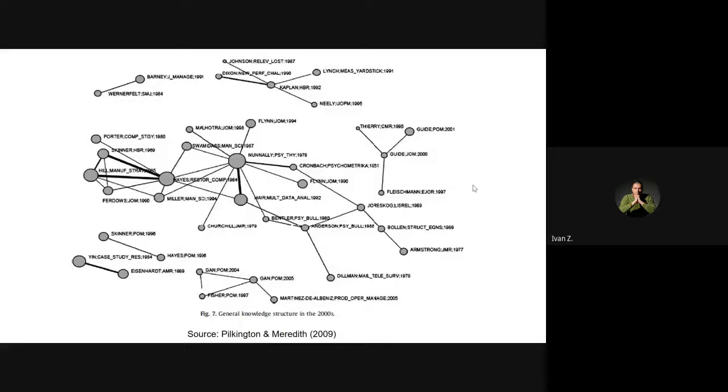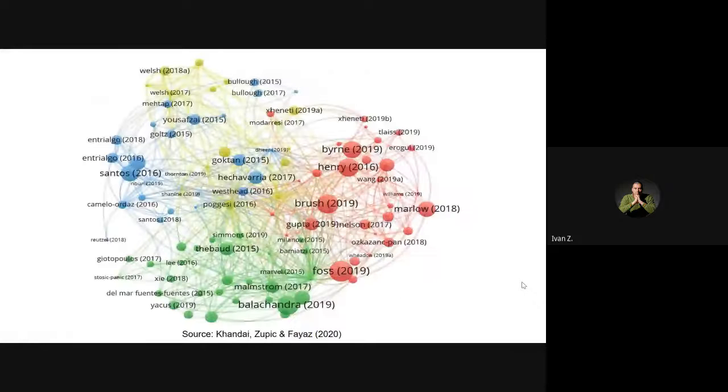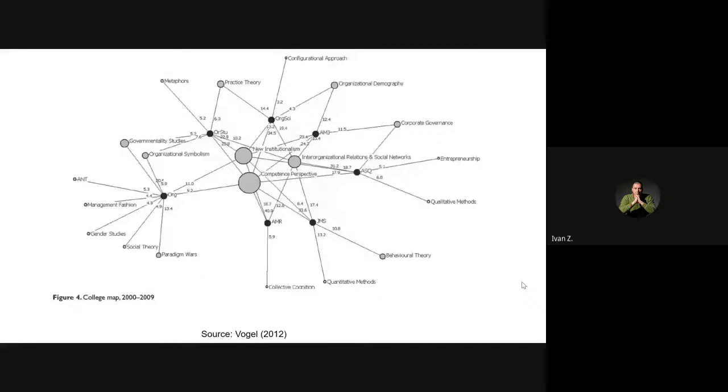Here's another example of network visualization of the literature. And here's an example of bibliographic coupling from VOS Viewer, right? VOS Viewer has quite nice and very colorful visualizations out of the box. But even if you do the analysis in VOS Viewer, you can export the data and use other network analysis software to visualize it.